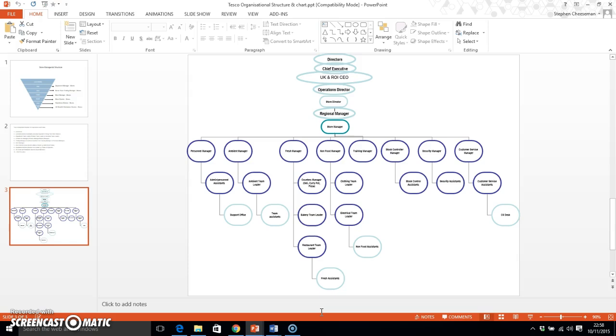However, because Tesco's is a store, within the store they will break themselves up very differently. And if you look at this section, the fresh and the non-food, that gives you a really clear indication as to how Tesco's is separating itself. What other kind of functional areas make Tesco's or allow Tesco's to run successfully?